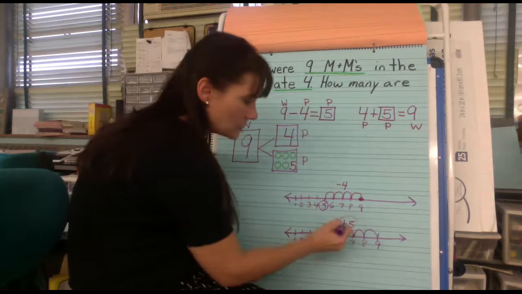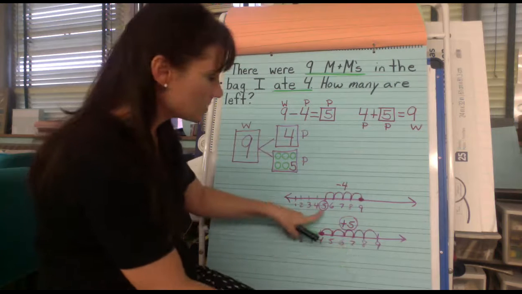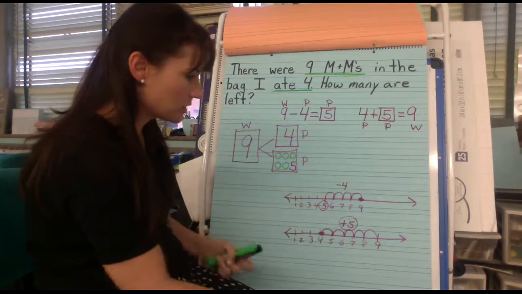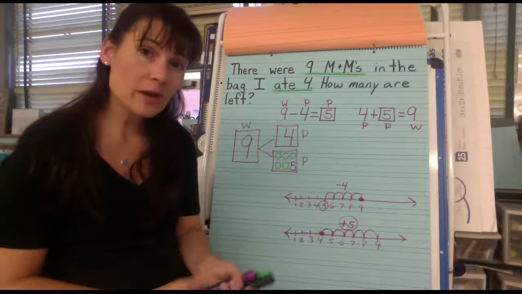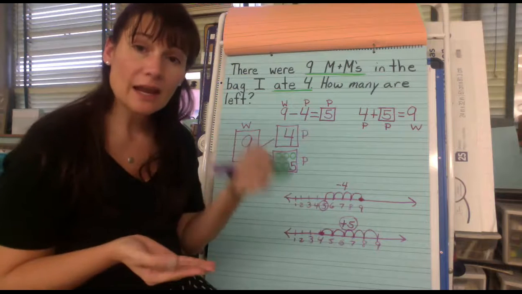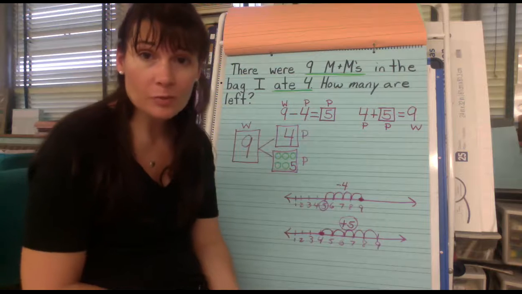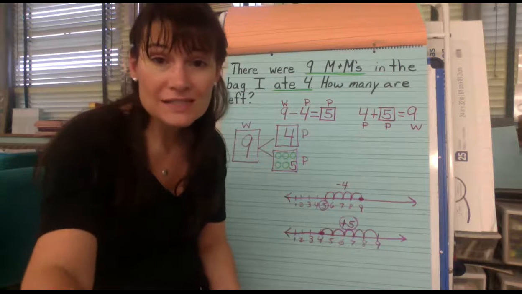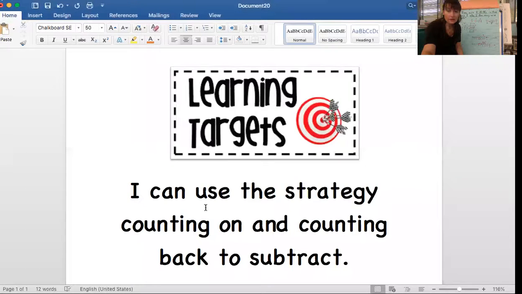So this was my unknown in my addition problem, and this was my unknown in my subtraction problem. So guys, when you have problems, think about how the subtraction and the addition can work together to help you solve your problems. So today, we used our learning target. I can use the strategy counting on and counting back to subtract.